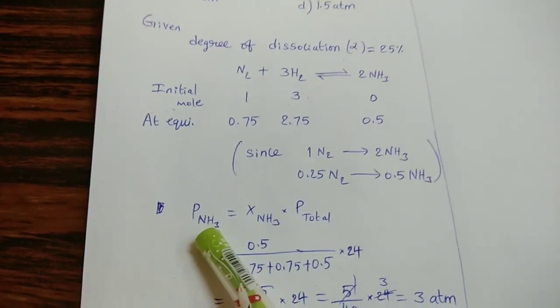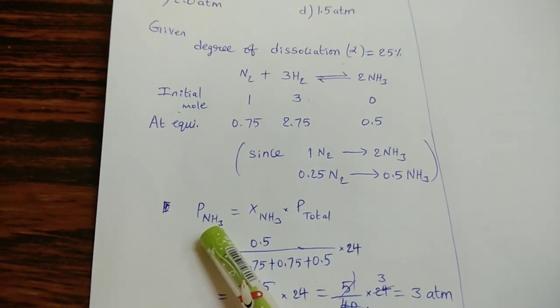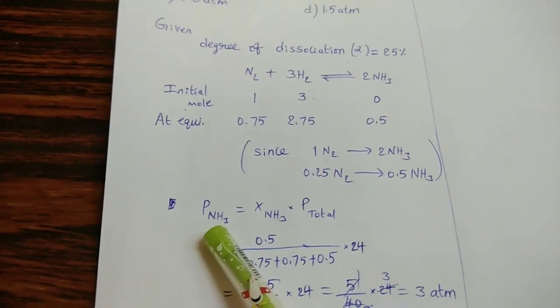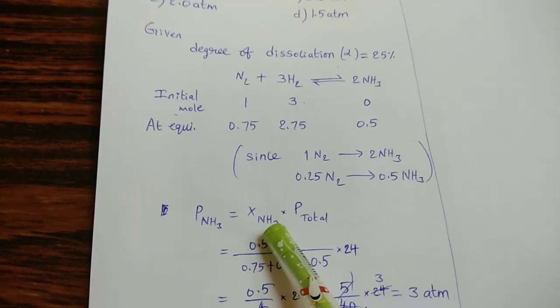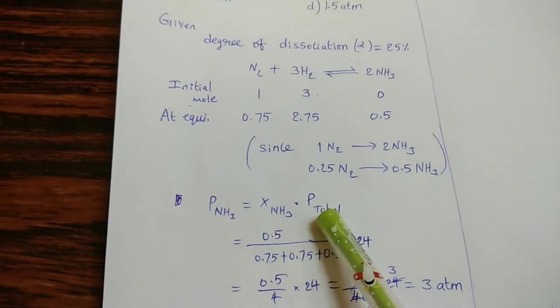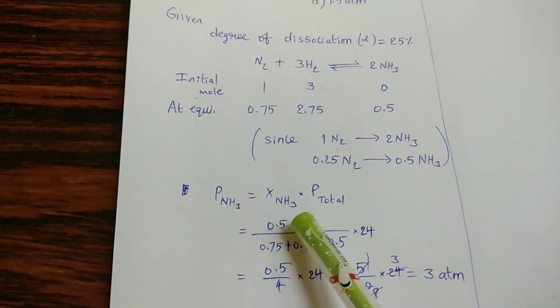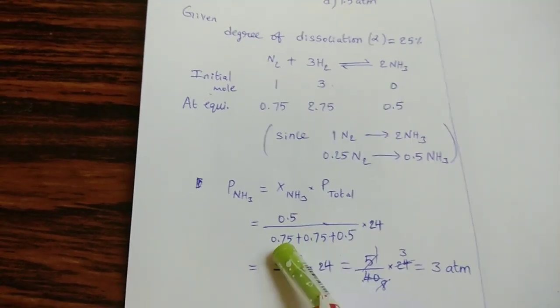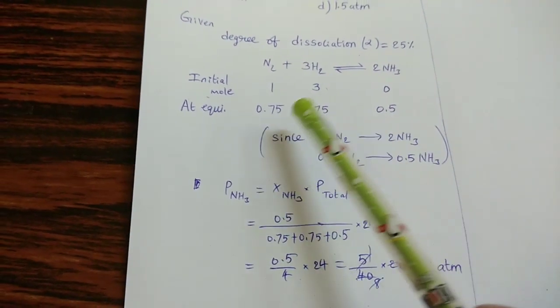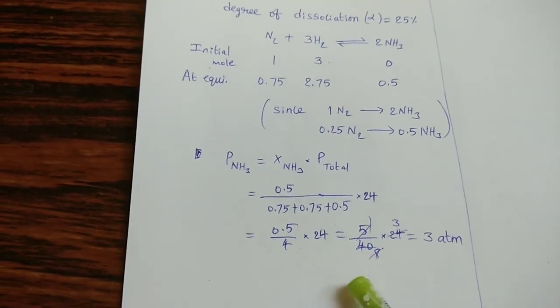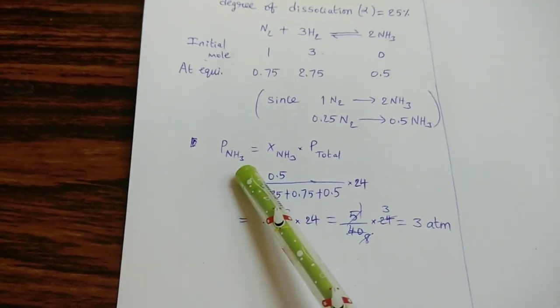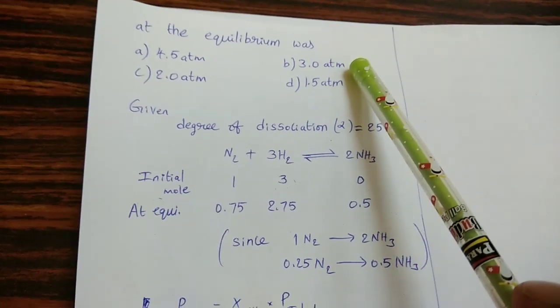Now, according to Dalton's law of partial pressures, partial pressure of ammonia equals mole fraction of ammonia times total pressure. Mole fraction means number of moles of ammonia, 0.5, divided by total number of moles of reaction mixture at equilibrium. Substitute these values with 24, then we can get this. So partial pressure of ammonia equals 3 atmosphere. So what is the option? Option B is the answer.